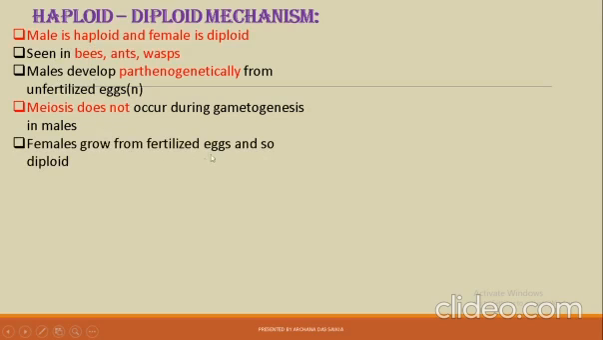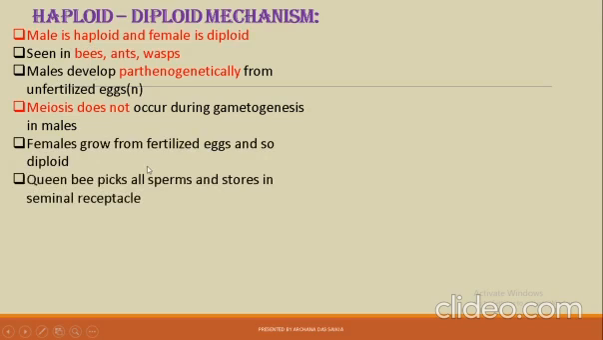Females will grow from fertilized eggs, so diploid, as I already mentioned. Now, how does the process take place? Here we are taking the example of the queen bee. Only one queen bee is present in a hive, and only she is capable of reproducing. She picks up all the sperms during copulation.